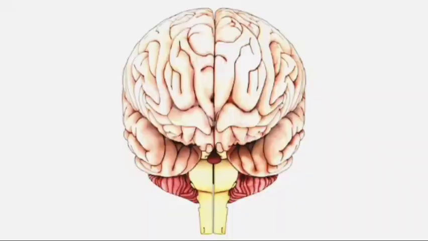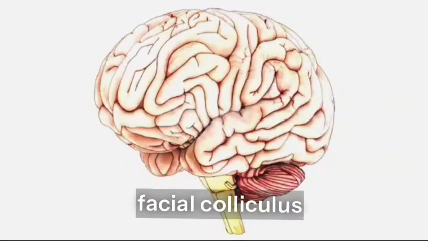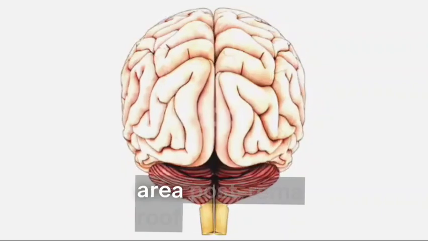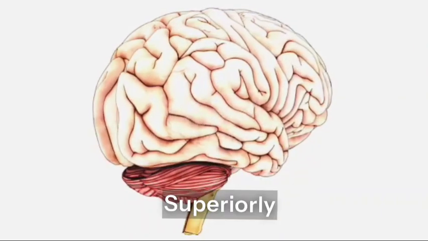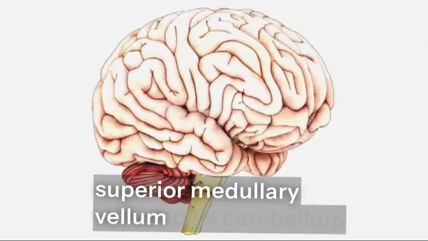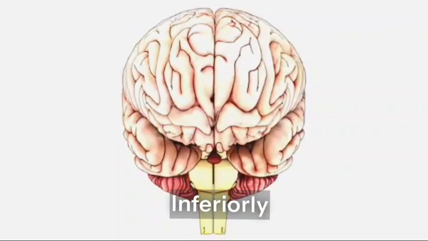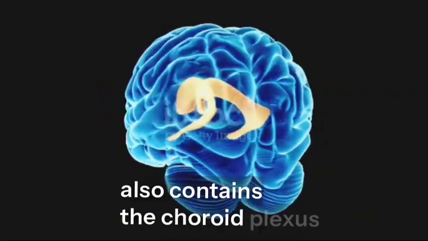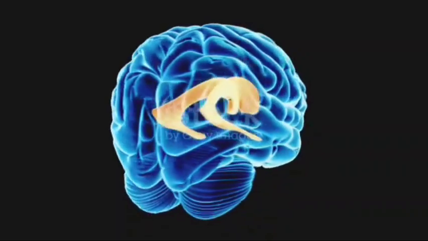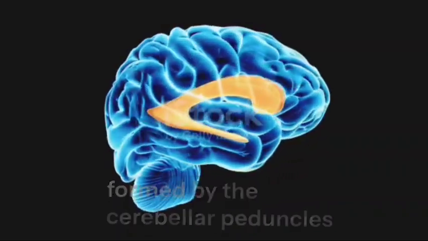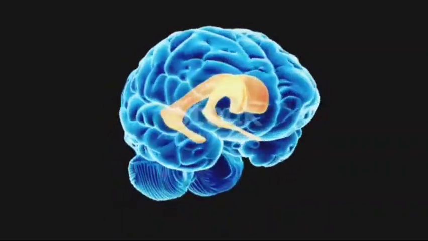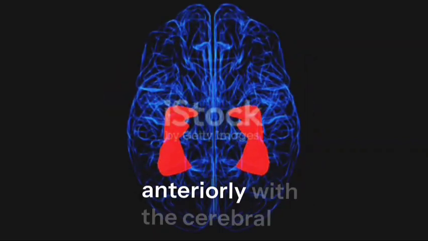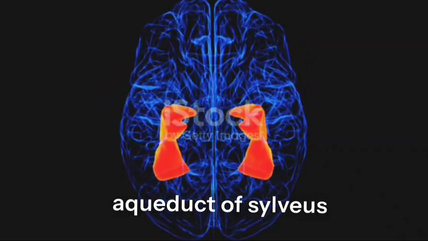median sulcus, medial eminence, facial colliculus, hypoglossal and vagal trigones, area postrema. Roof: superiorly, the superior medullary velum plus the cerebellum; inferiorly, the inferior medullary velum, which also contains the choroid plexus that produces CSF. Lateral walls: formed by the cerebellar peduncles, superior, middle, and inferior.